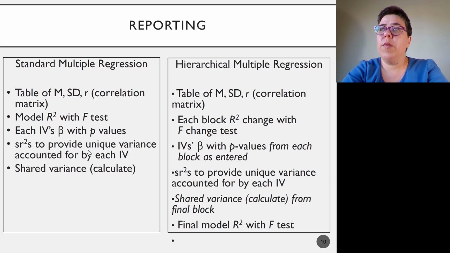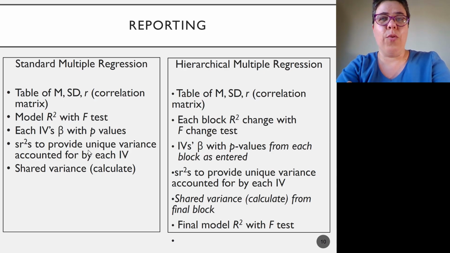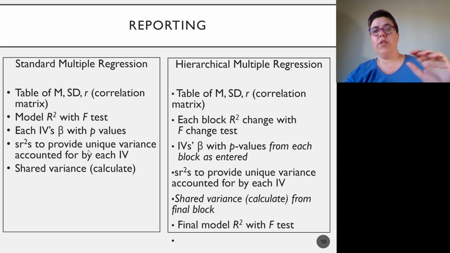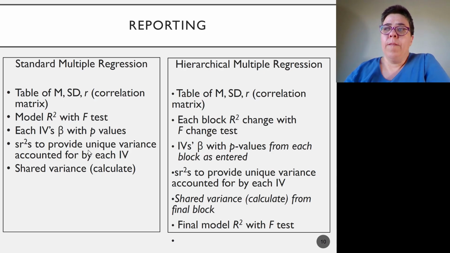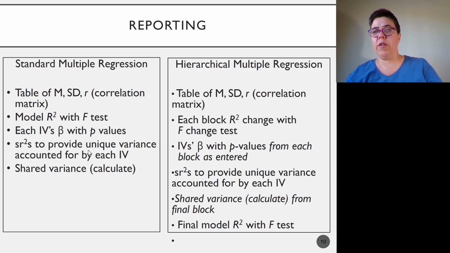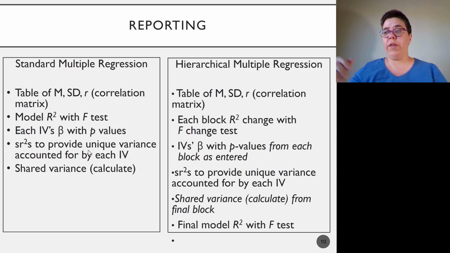In the hierarchical multiple regression, you do the same, only with additions that you reported for each block. So each block's R² change with the F change, each IV's betas with p-values as they're entered, report the betas for the IVs entered in that block, with t as well in APA7, and then SR² for the effect size estimate, and then a calculation of the shared variance in the final block and the final model R² with the F-test.